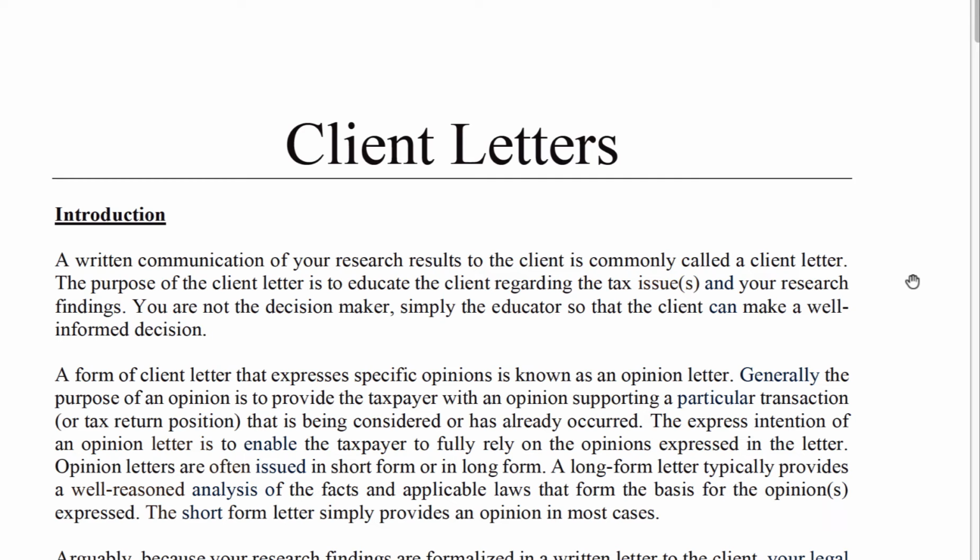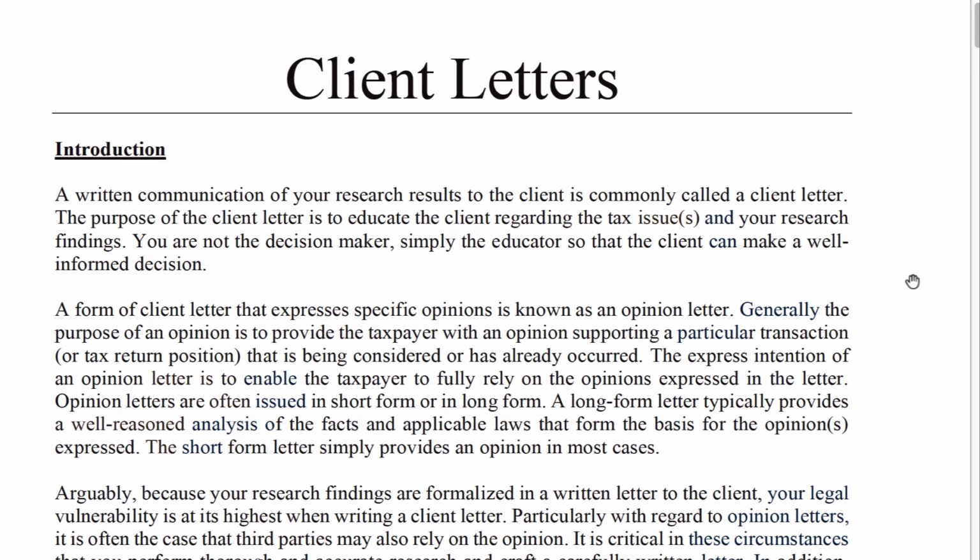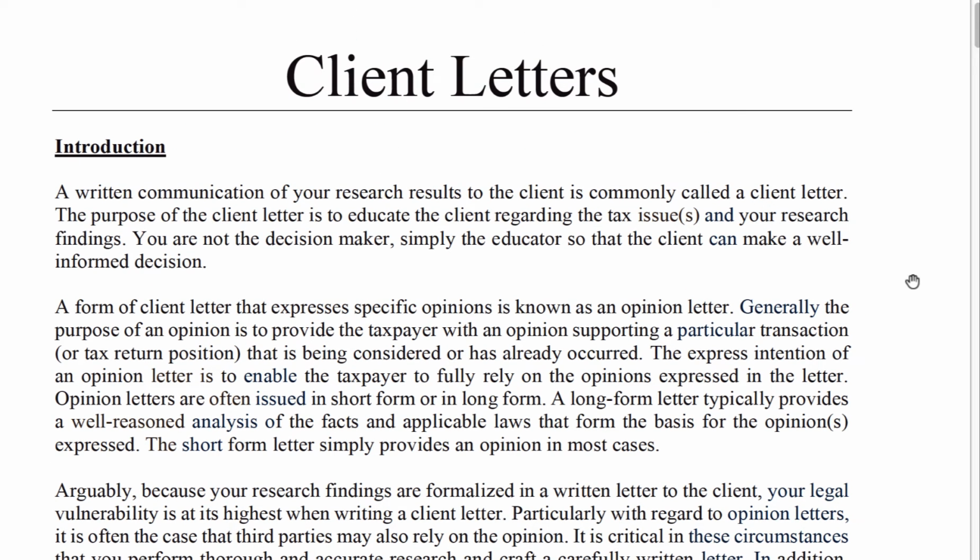Well, first, what is a client letter? A written communication of your research, of your tax research memo, to the client. This is commonly referred to as a client letter. Now, there are different types of client letters. There are comfort opinions, FIN 48 opinions, penalty letters, all sorts of client letters. The main one when we think of client letters is a comfort letter written to a client on a closed fact pattern or an open fact pattern that the client is yet to contemplate completing.